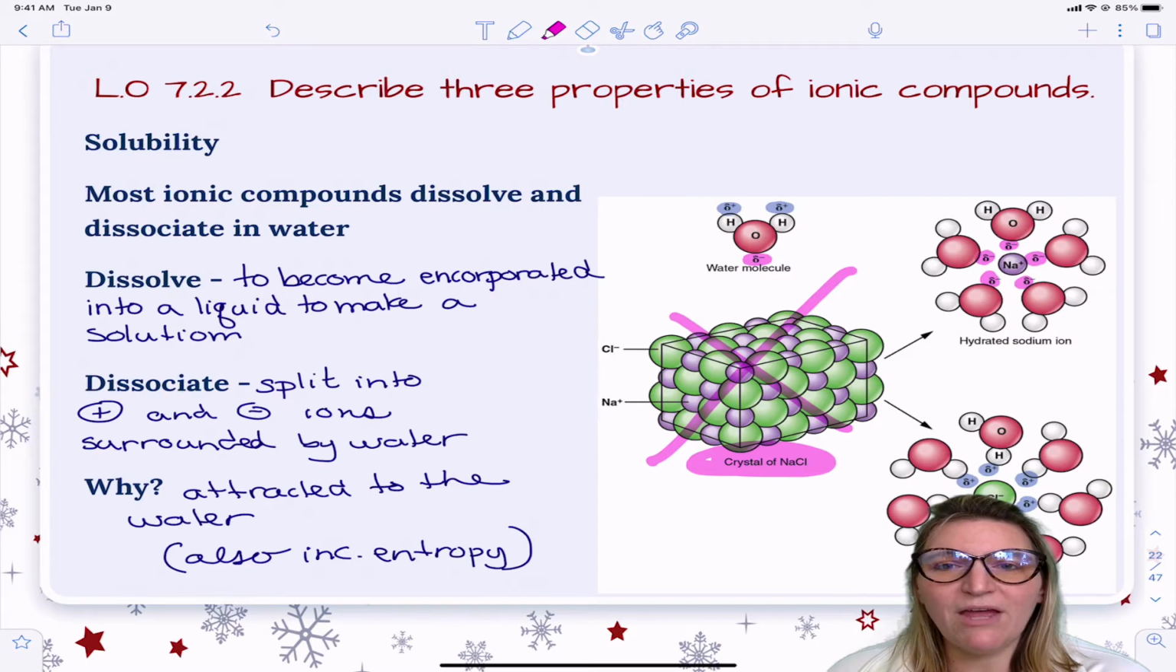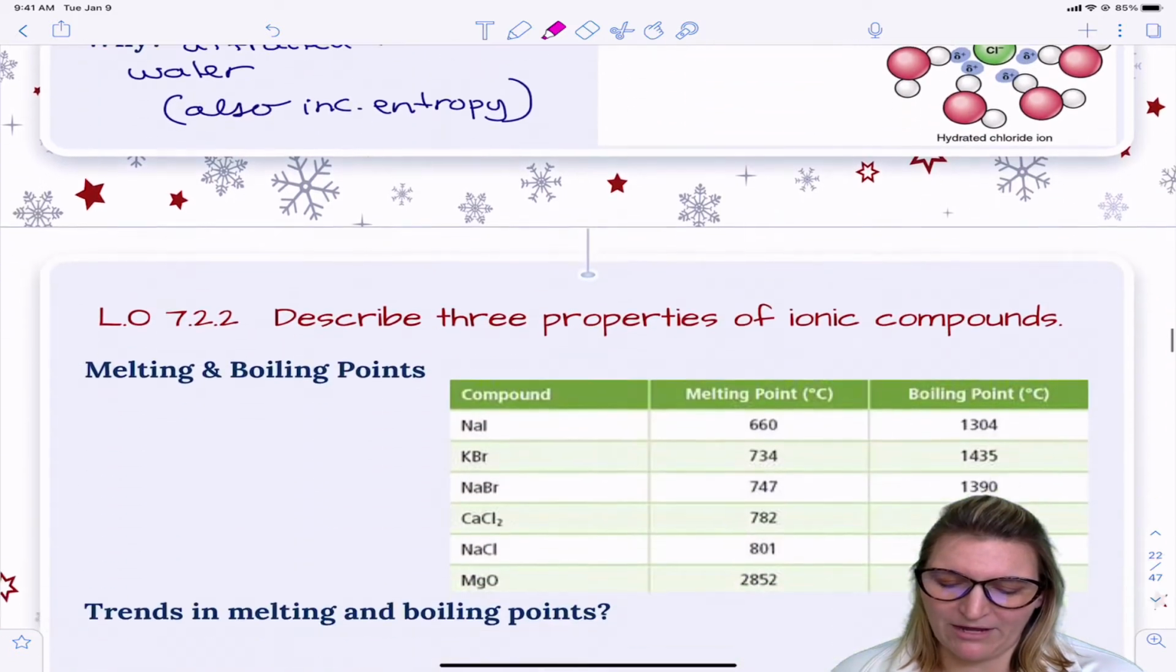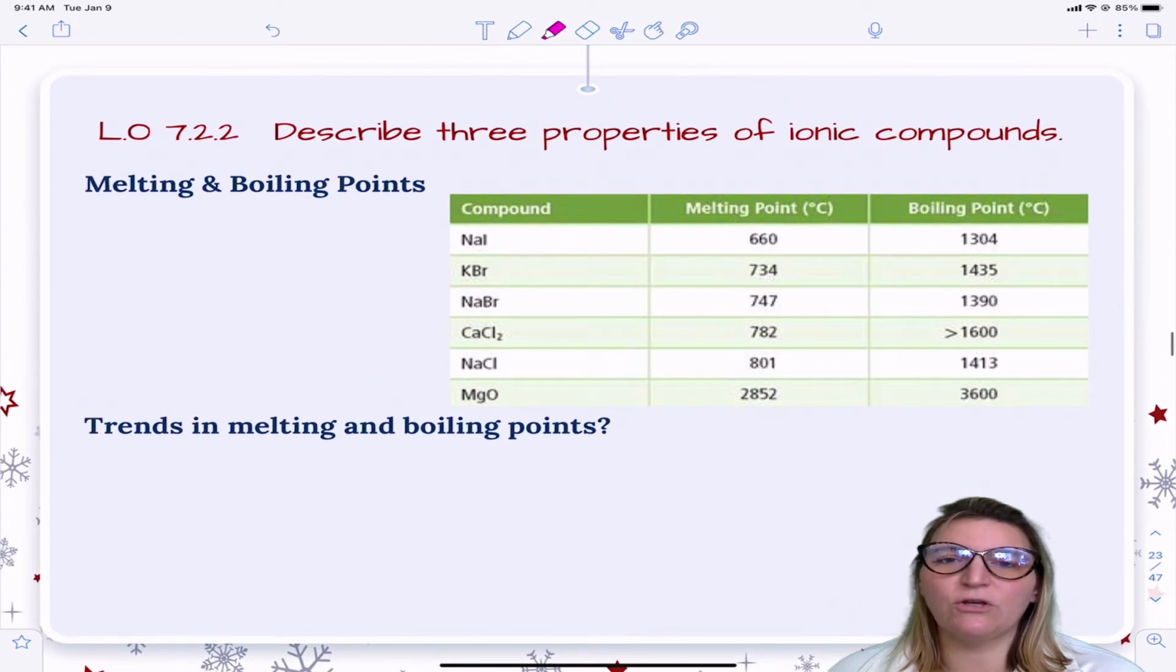The other piece of that is something called entropy. It means randomness or disorder. One thing that's favorable to processes proceeding is if there's an increase in entropy. We don't need to know about that now. We're going to talk way more about that in later chapters. So ionic compounds dissolve and dissociate.